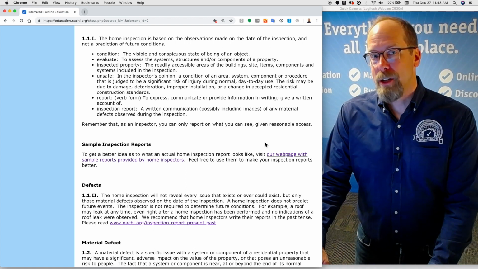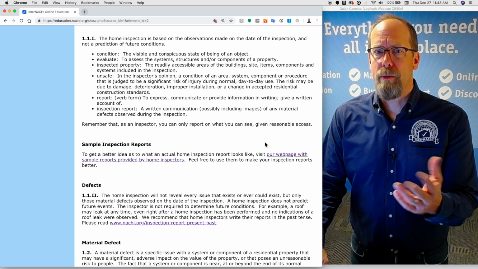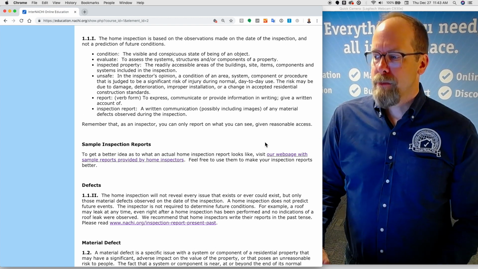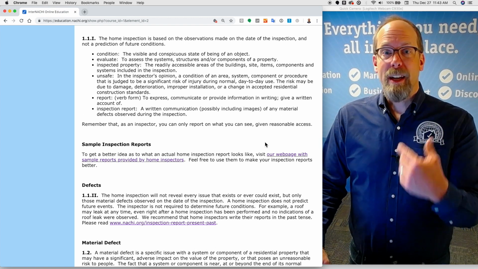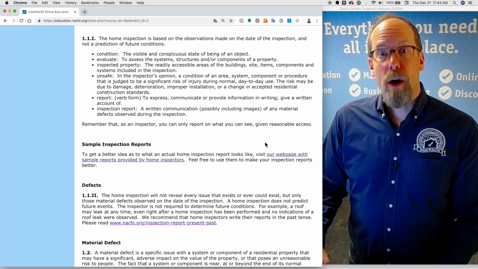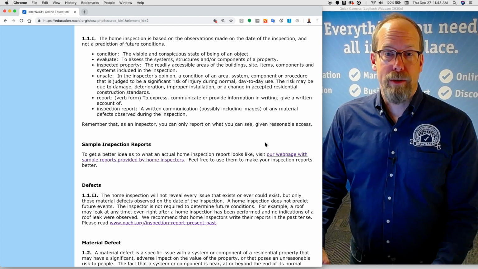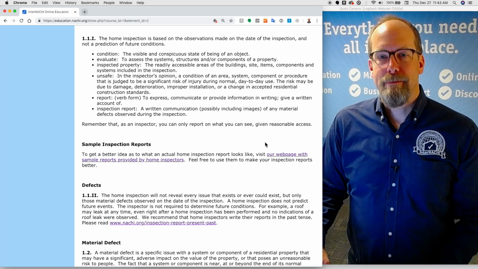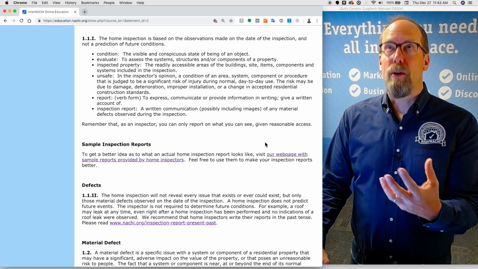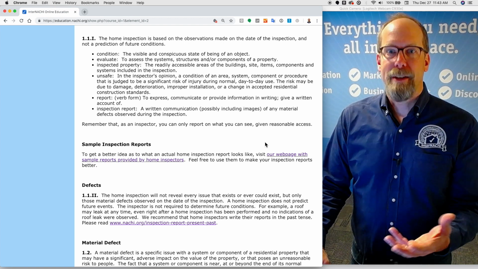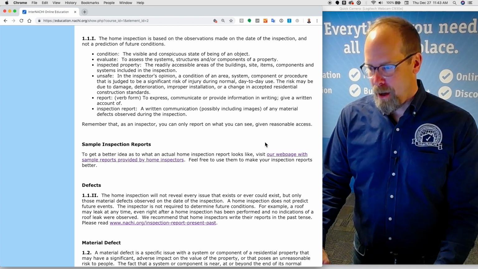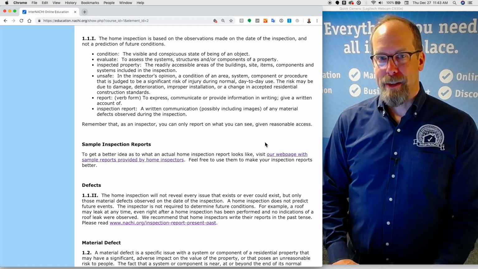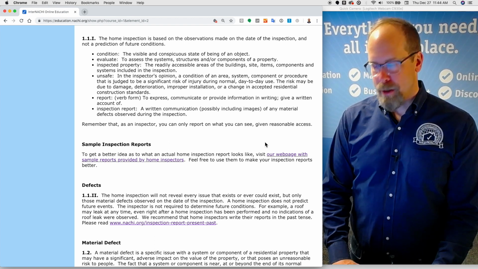It could feel wet to the touch. You're not required to use a moisture probe or a meter of any sort. It's a visual-only inspection. So the condition would be showing indications of water intrusion, resulting in watermarks that were observed during the time of the home inspection. So a condition is the visual, obvious, conspicuous state of being of a particular object that you're inspecting. And evaluate is to assess the systems, structures, and components of a property.